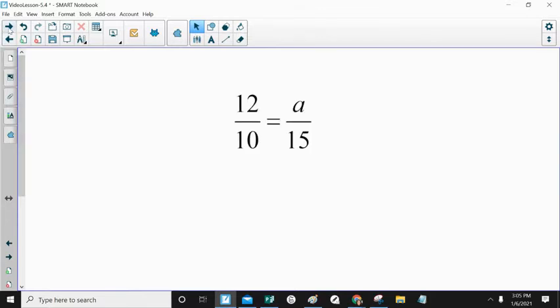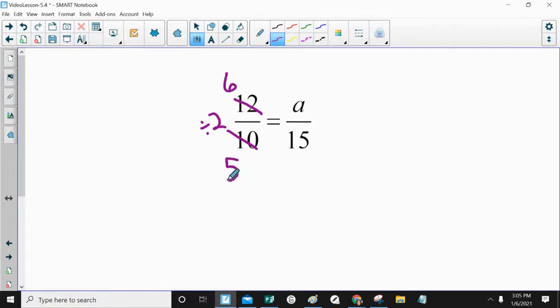In this example, I have a proportion: 12 over 10 is equal to A over 15. So the first thing I need to do is simplify my ratio. Both of these numbers are even, so they're both divisible by 2. When I divide them both by 2, I get 6 over 5.